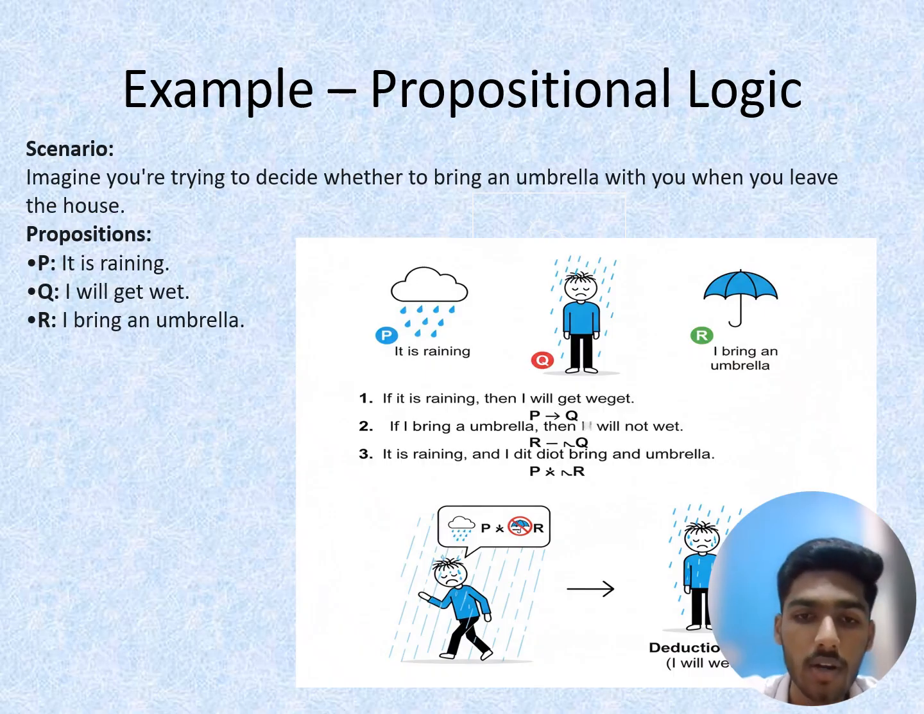Given all this, what can the AI deduce? It looks at fact 3. P is true, and rule 1, if P then Q. From this, it makes the logical deduction. Q is true. I will get wet. This is a valid inference.